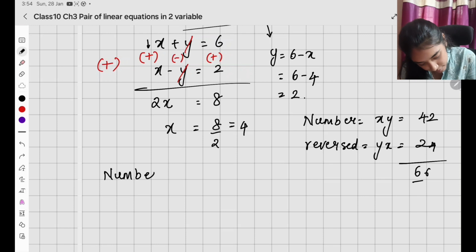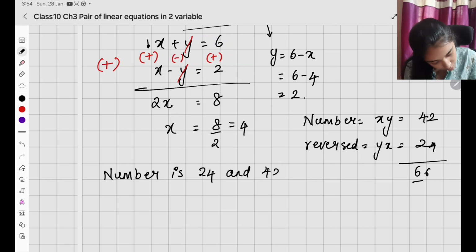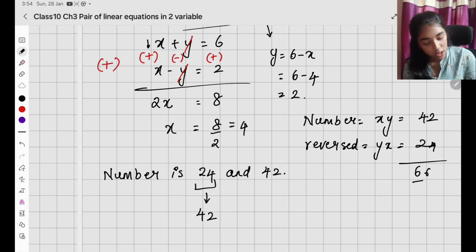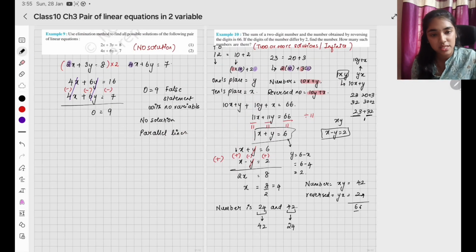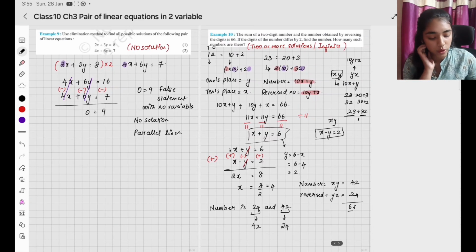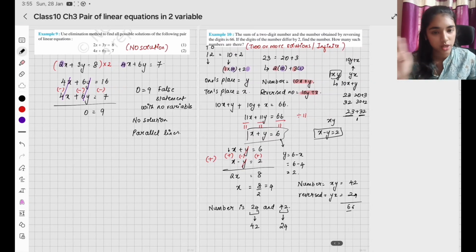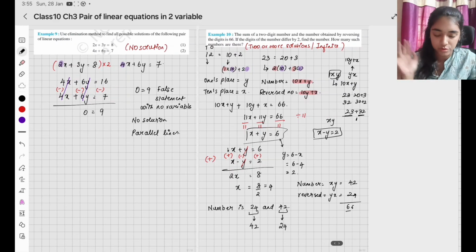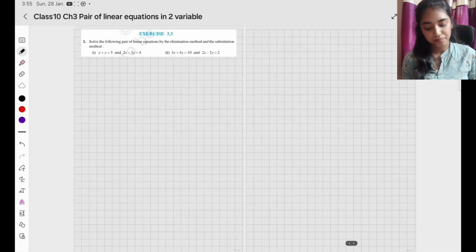is 24 and 42. புரிஞ்சுதா? இப்போ number can be 24 இருந்ததுன்னா reversed digit என்ன, 42. Or your number can be 42, இப்போ reversed digit என்ன, 24. So what are the numbers னு கேக்குறாங்க, the numbers are 24 and 42. Okay ரெண்டு ஆப்ஷன் இருக்கு. நம்ம ஒரே ஈக்குவேஷன்லயே ரெண்டு ஆப்ஷனையும் கண்டுபிடிச்சோம். ஒரு நம்பர் 24 இன்னொரு நம்பர் 42.